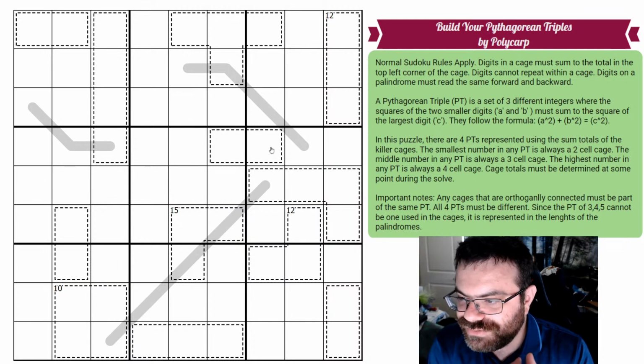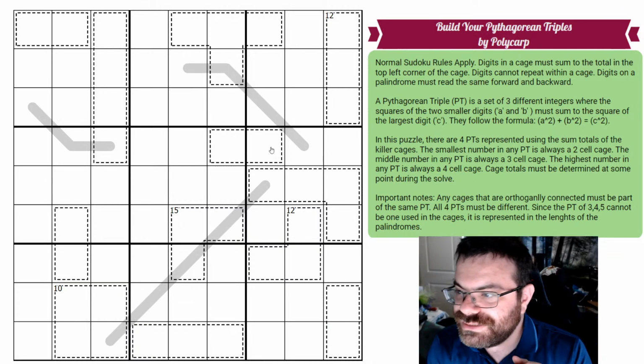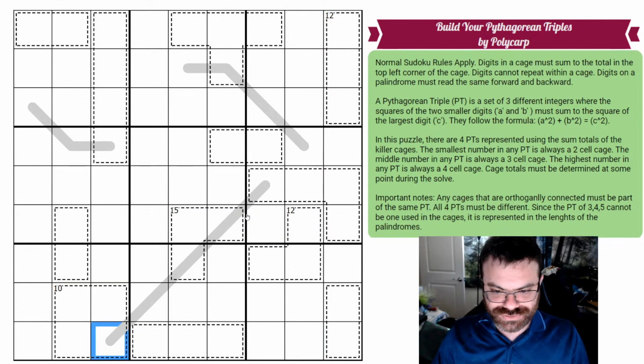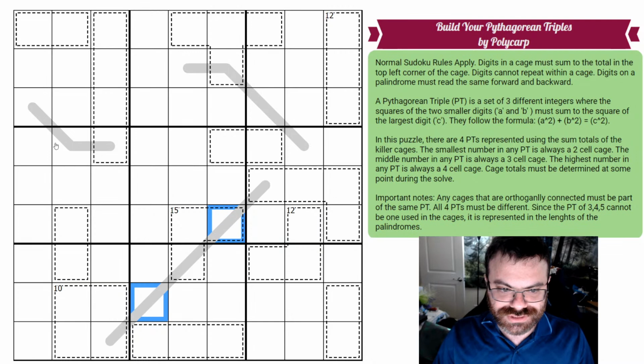Since the Pythagorean triple of 3, 4, 5 cannot be used in the cages, it is represented in the lengths of the palindromes. All right. Yeah, so we also have these palindromes, so they read the same forward and backwards. So these 2 cells are clones, these 2 cells are clones, these 2 are clones, these 2 and these 2 are clones.